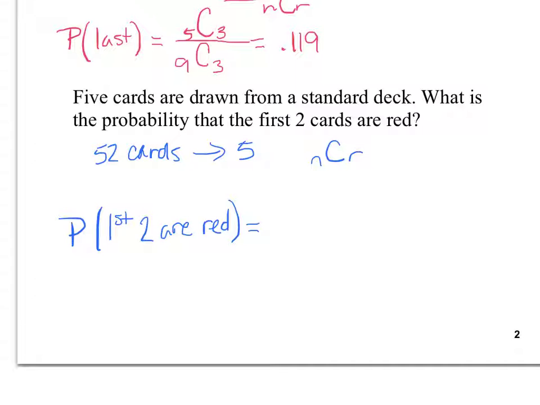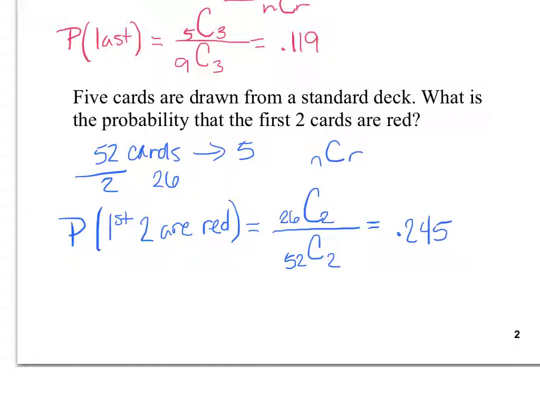Okay, but now, how many red cards are there? Because on top, remember, how many ways can what we want happen? So half the deck is red. So that leaves me with 26 red cards. So we're going 26 choose 2 for the top. I want to know how many ways can I pick 2 red cards out of all the red cards. On bottom are the total number of ways you can pick 2 cards out of all of the cards. So 52 choose 2. And plugging that in our calculators, doing the math, gives me 0.245.